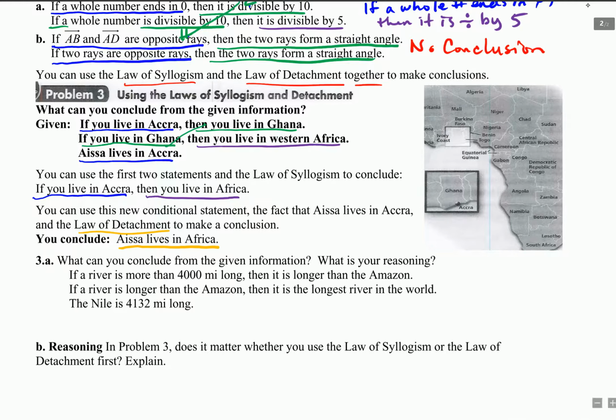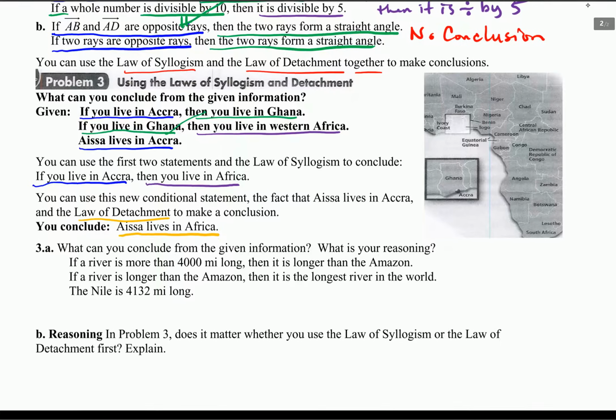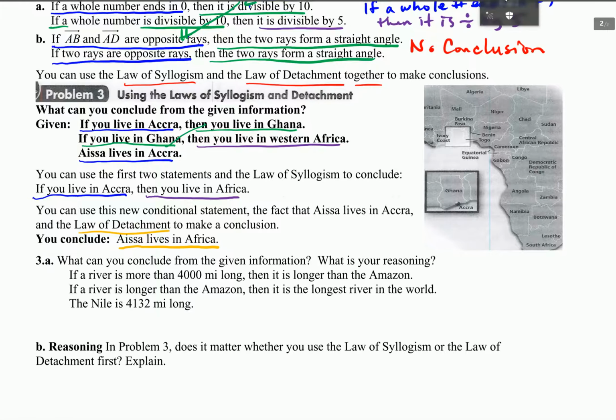We also could have taken these two statements to say that, use the law of detachment. Oh, not going to answer that question. Never mind. All right, so you see how we did that? Go ahead and pause the video and you try the next two.